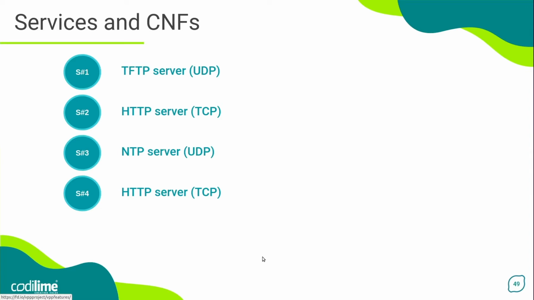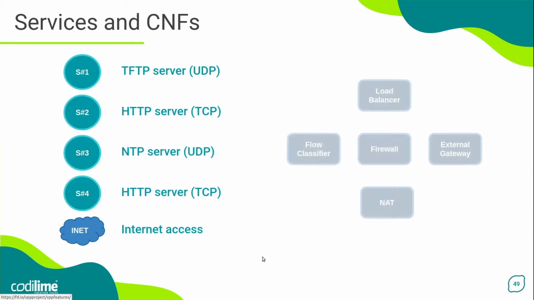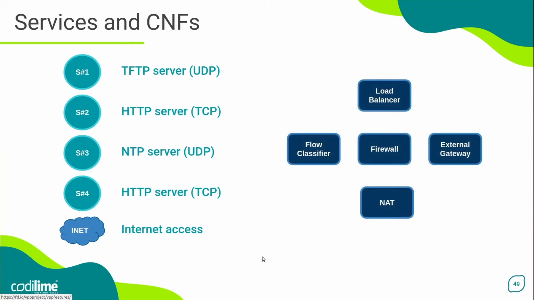The second service that uses UDP is an NTP server, which is marked as service 3. On the other hand, the TCP-based services are service 2 and 4. They both act as HTTP servers. Finally, the last service is access to the internet. There are 5 CNFs in our setup: flow classifier, firewall, NAT, load balancer, and external gateway.